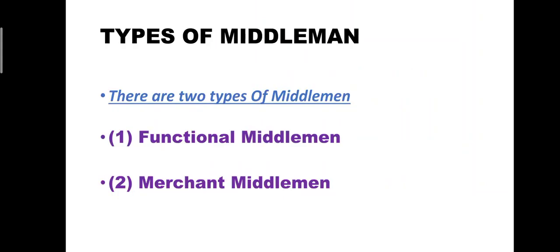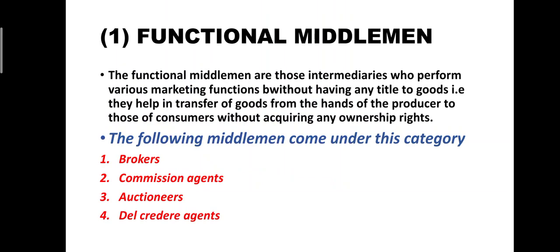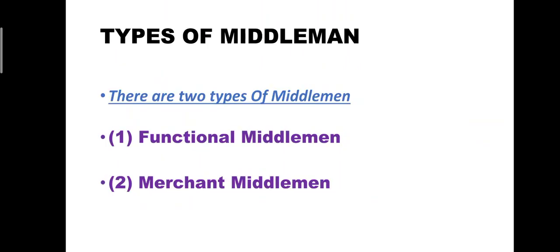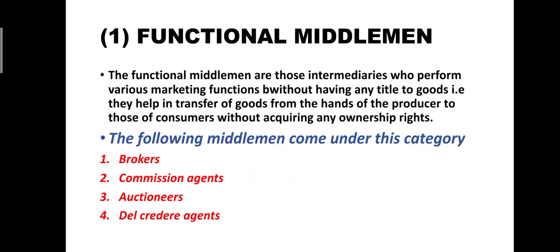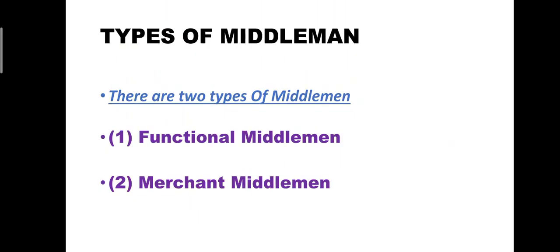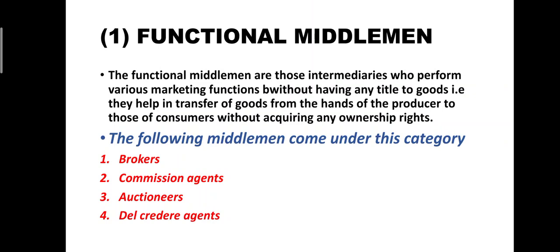Types of middleman. There are two types of middleman: first, functional middleman, and second, merchant middleman. It is an important question asked in exams: give the types of middleman in detail. Let's see one by one in detail.